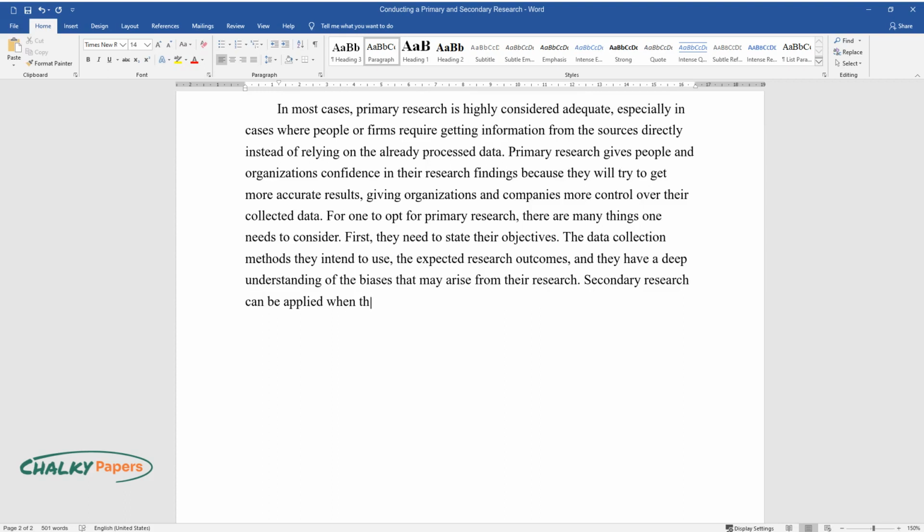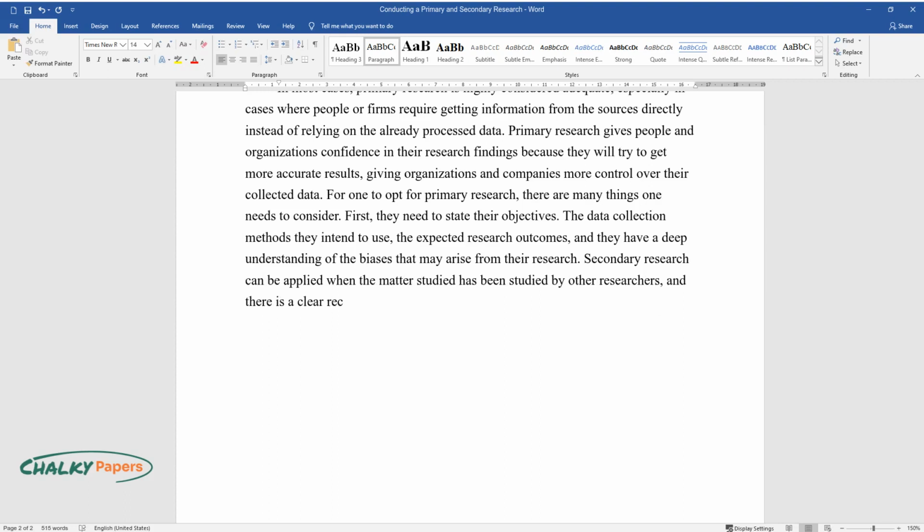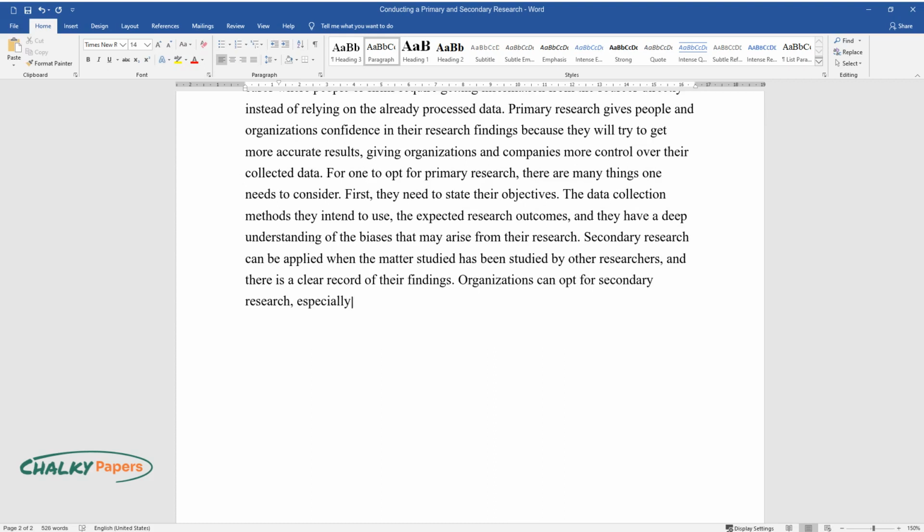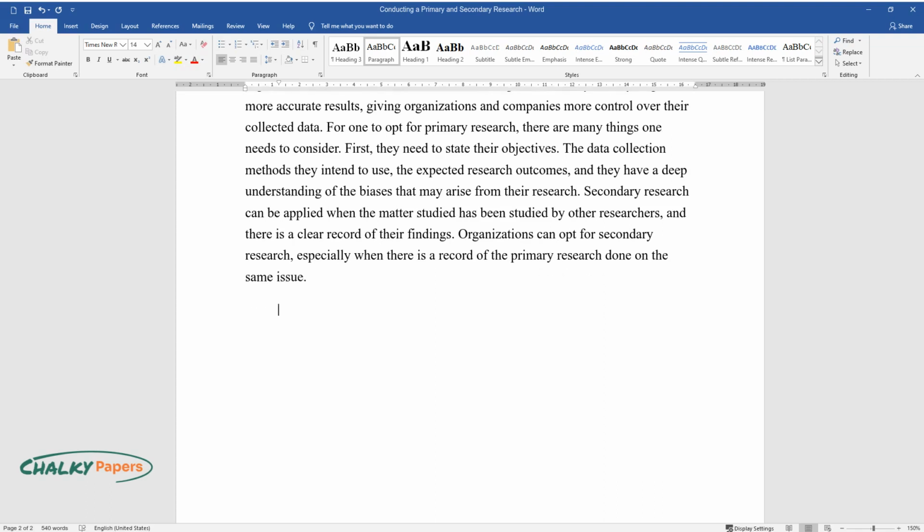Secondary research can be applied when the matter studied has been studied by other researchers, and there is a clear record of their findings. Organizations can opt for secondary research, especially when there is a record of the primary research done on the same issue.